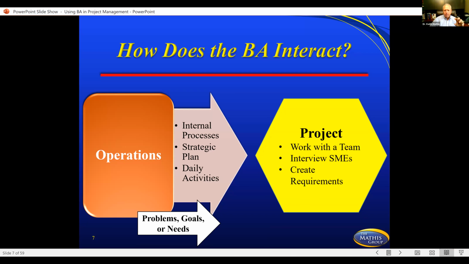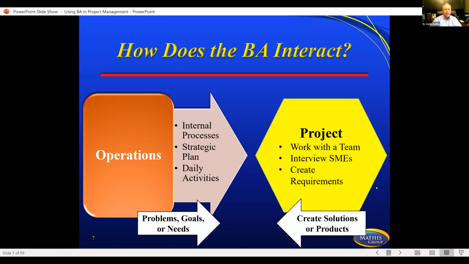On the left-hand side, the operations side, you've got problems, goals, and needs, and that's what's driving the project. It could be a problem, a break-fix kind of thing, so you have a project. It could be a goal, such as a strategic plan that's driving the project, or it could be a need. You see you're having to make some adjustments in order to be competitive as an organization in the future. And on the right-hand side, the project is going to create solutions and products. And by product, I'm talking about the finished project is going to be the product that's going to solve that problem, reach that goal, or provide that need.